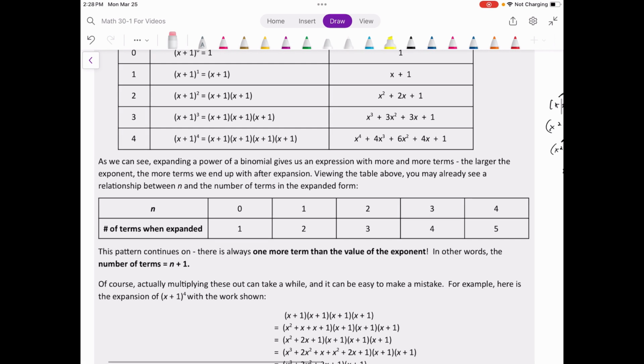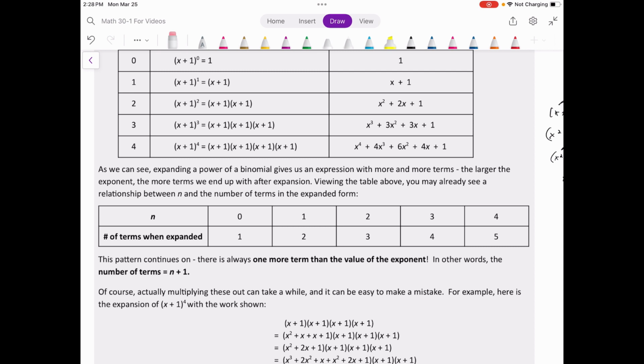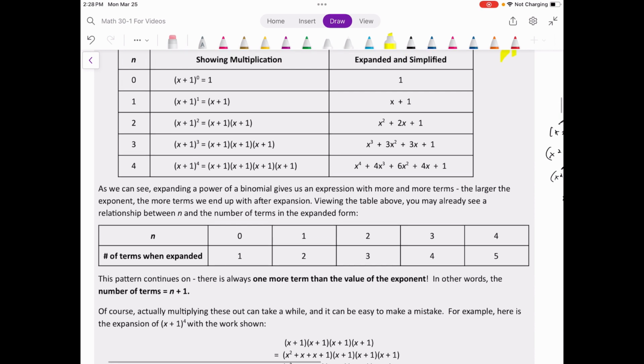So as you can see, and as kind of just makes sense intuitively, right? If we expand a power of a binomial, the greater the exponent on that binomial, the more terms we end up with, right? Like here we get an x cubed, an x squared, an x, and a constant. Here we're getting an x to the fourth, an x cubed, an x squared, an x, and a constant.